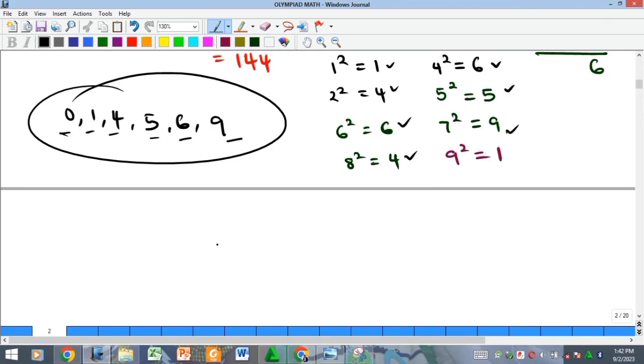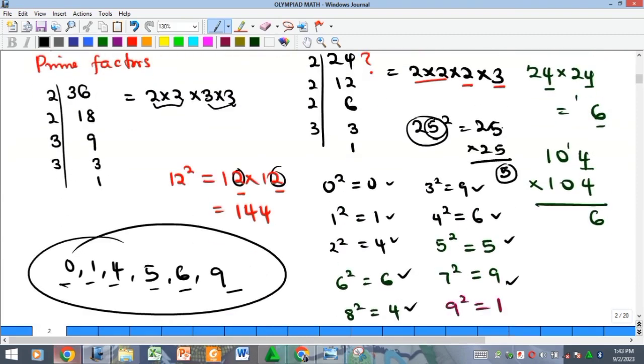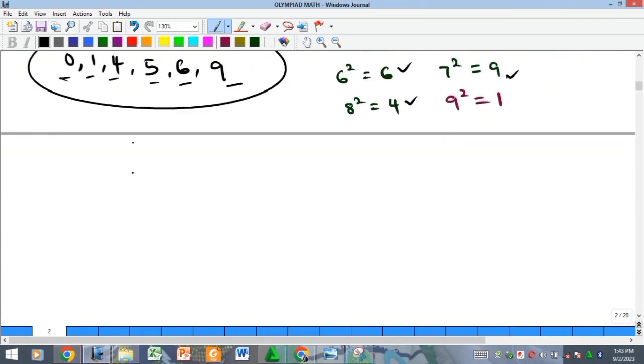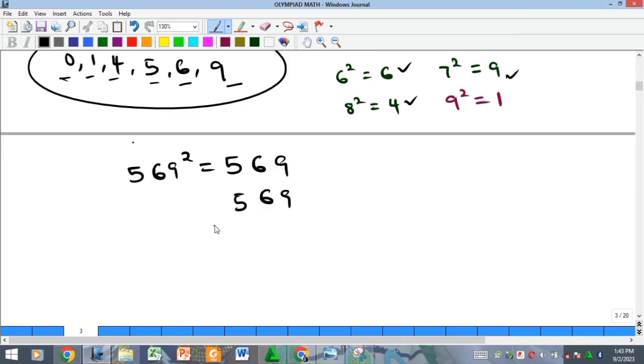So you can pick different examples and check if this is true. For instance, let me just pick any number at all. Let's say 569. If you take the square of this, it is going to be 569 multiplied by 569. So of course, when you multiply 9 by 9, you get 81, and so you have 1, carry 8. And this 1 will eventually be the last digit of this product.